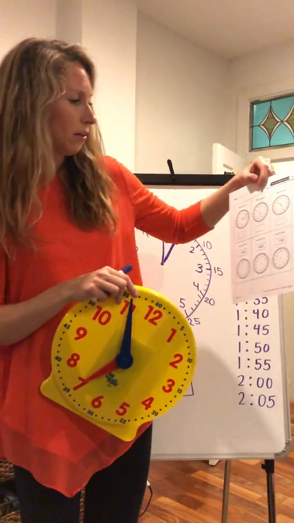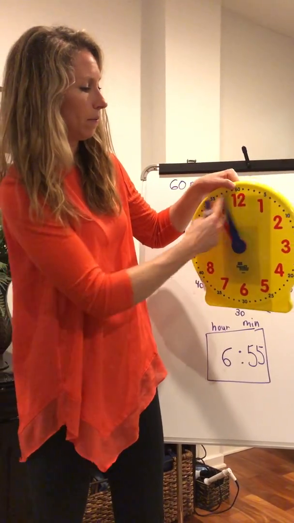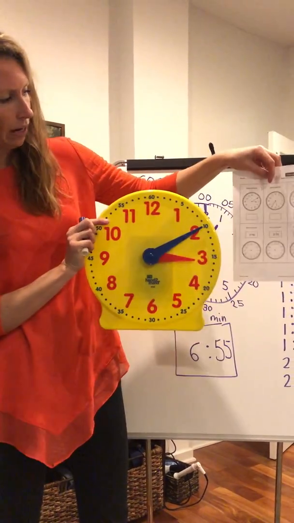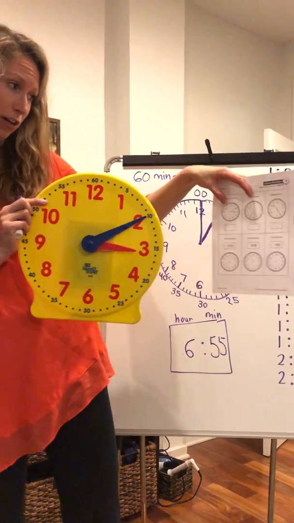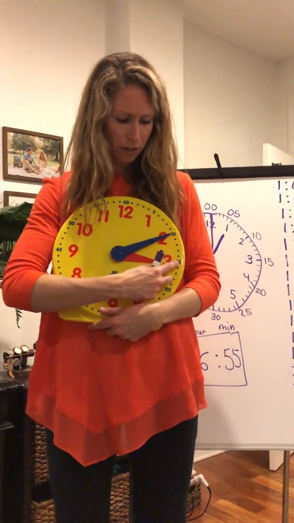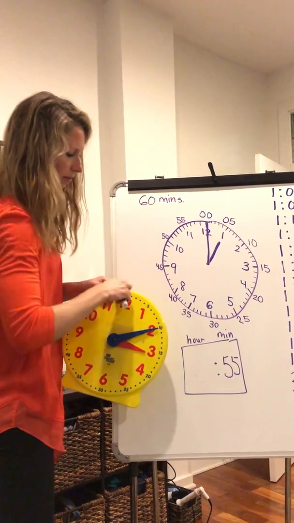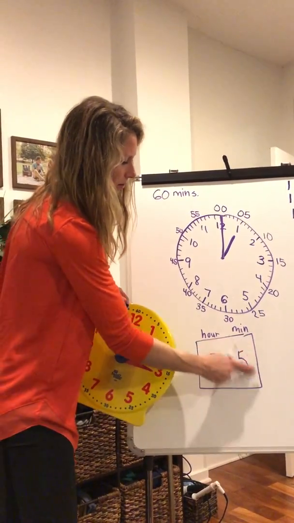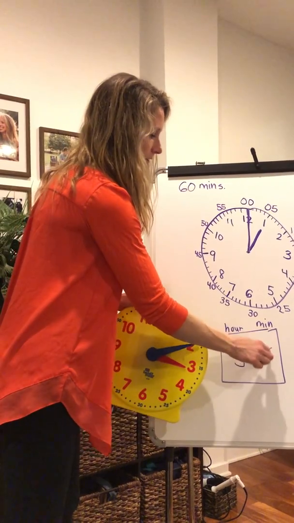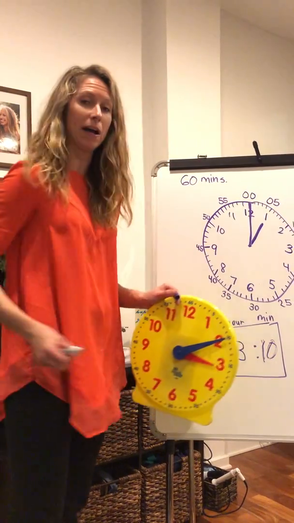The hour hand is at the 3, the minute hand is at the 10. That's what time this clock shows. I'm going to help you solve this first one. If my hour hand is just past the 3, and my minute hand is here, my hour will be 3. My minute hand has gone 5, 10. So this time would be 3:10. 10 minutes past 3, or 3:10.